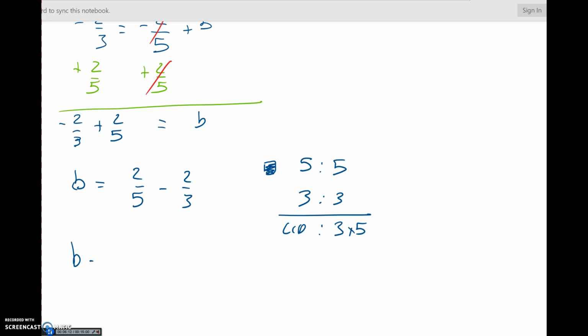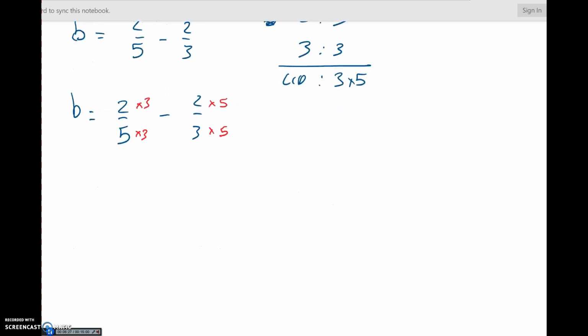Therefore, that means that b is going to be 2/5, and I will have to multiply by 3 top and bottom, minus 2/3, and I will have to multiply top and bottom by 5. You with me? Now I can easily have b equals 6 over 15 minus 10 over 15, and it's going to be negative 4 over 15.